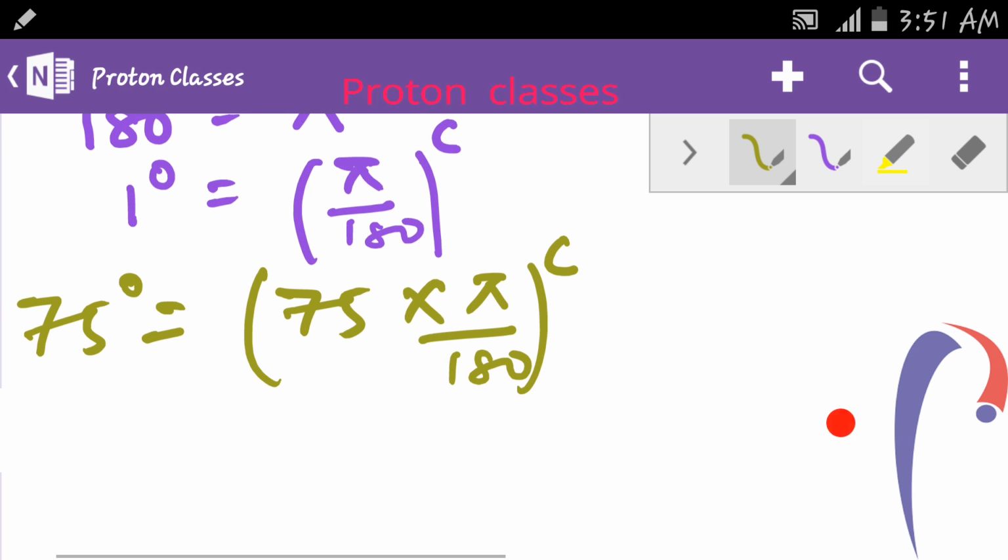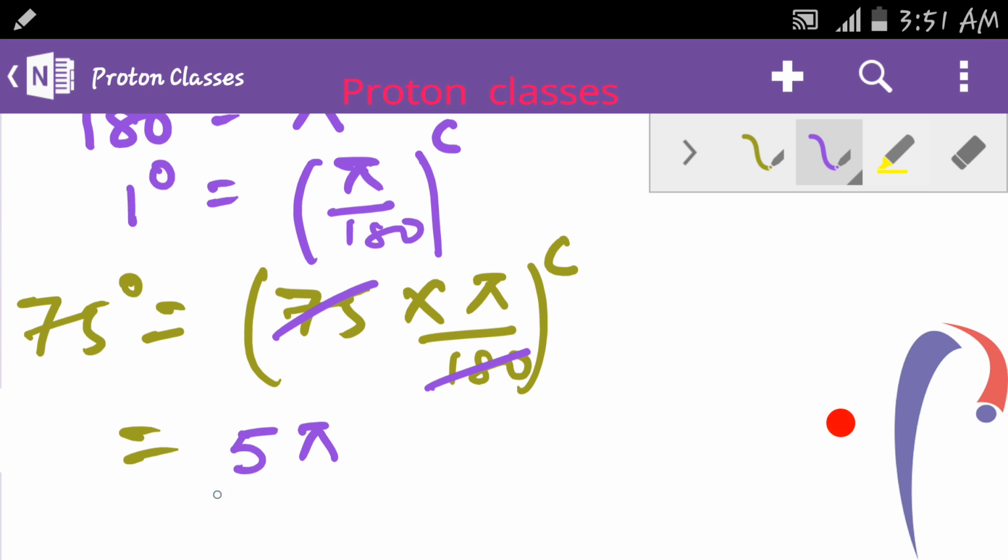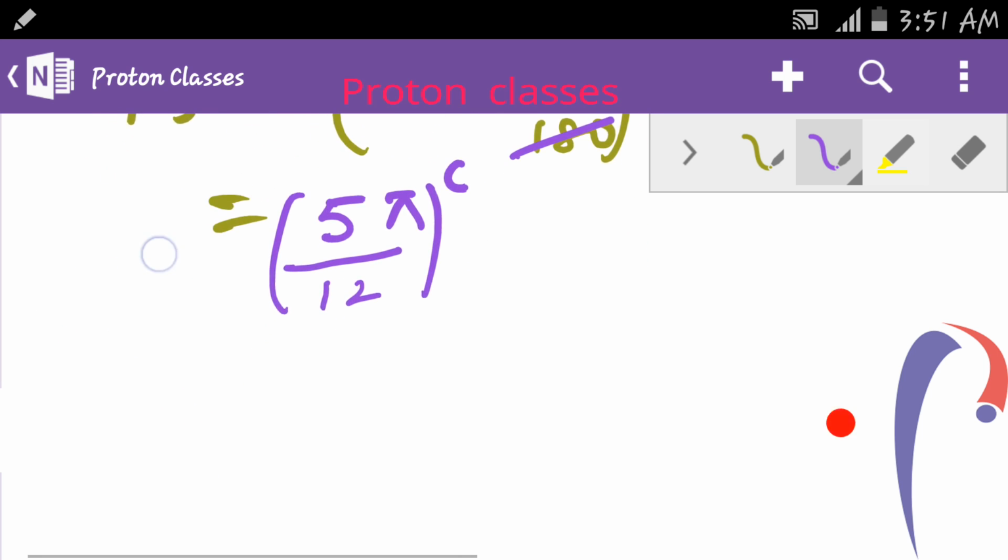Now cancel 75 and 180, and we got the answer as 5 pi upon 12 radians. 5 pi upon 12. So 75 degrees is equal to 5 pi upon 12 radians. Now take another question.